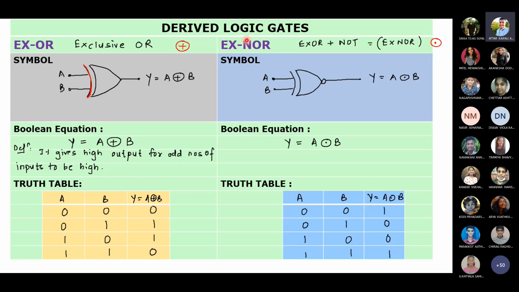Same way XNOR. Now XNOR will be opposite of XOR because it has been derived from your XOR and NOT gate. So first we have an XOR gate like this. A, B is the input and the output over here is A plus and a circle B, which is then given to a NOT gate, and hence the output becomes A plus and a circle B the whole bar, which is also written as A dot and a circle B bar.